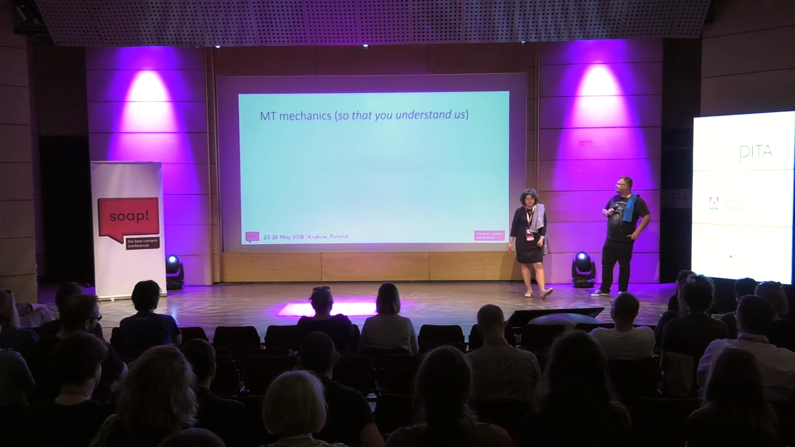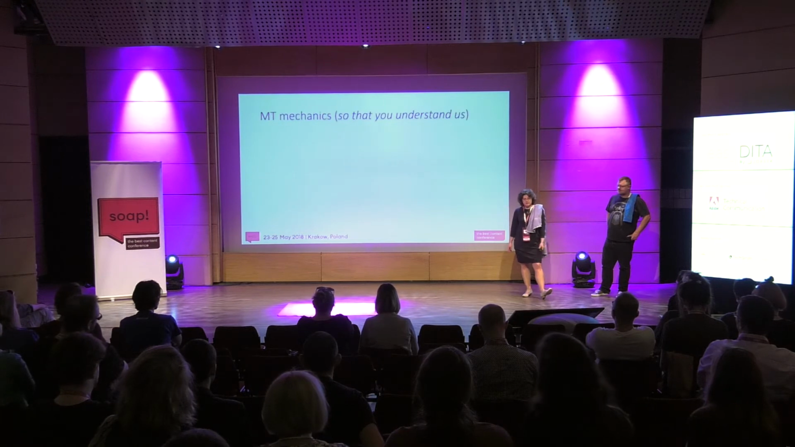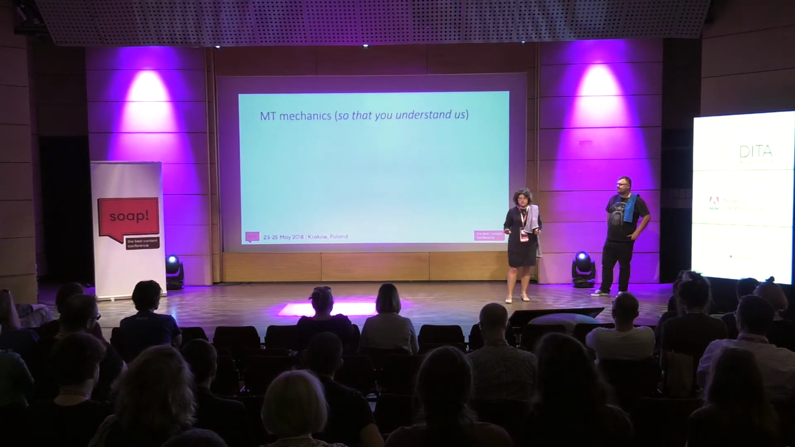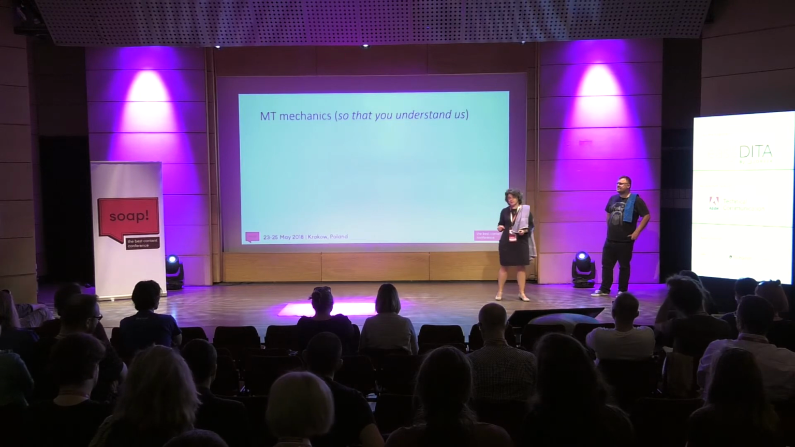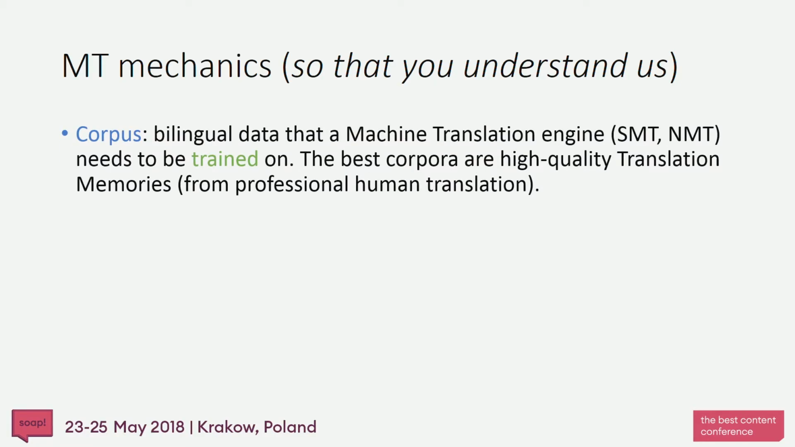And now, before we move to the next part of information, I will explain just a little of the machine translation mechanics so that you can understand us now and over coffee, because we will be using a little bit of jargon. So what is the corpus? Corpus is a set of bilingual data that a machine translation engine, either statistical or neural, will be trained on. So this is not a dictionary, this is not a book of grammar, that's a set of human translation that somebody once created, and a really large set. The best corpus is always high quality human translation.